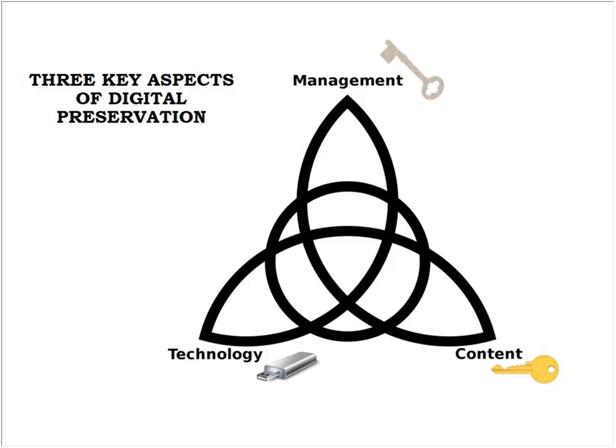So I mentioned in the beginning that there are three key aspects of digital preservation that Heather and I identified in our digital preservation book. The three are management aspects, technical aspects, and content aspects. As you can tell from this image on the screen, the three aspects are interconnected, and information specialists need to consider all three. We use a triad here to convey the interconnected nature of these three aspects, since none of them is a standalone consideration. They all work together.